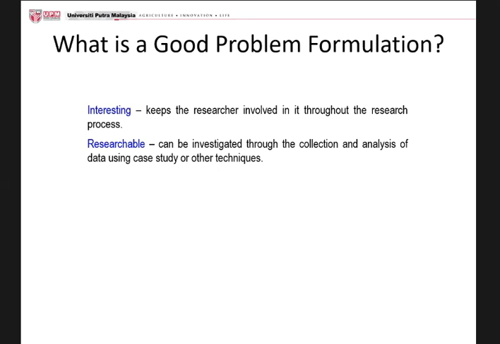If the answer is yes, then it's good. You know where the end is, right? So, okay, I think I have to do this, to measure this, do this analysis, and it's researchable. If you cannot answer this, then you are still in the problem formulation. You don't have any ideas. How can I solve it? What is the method?